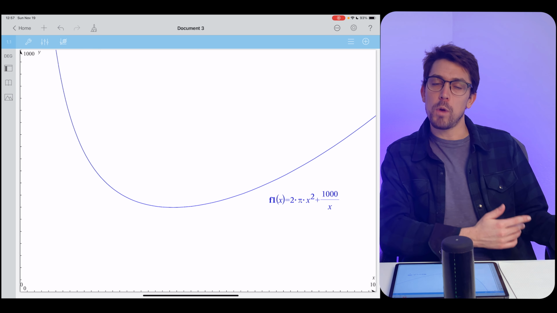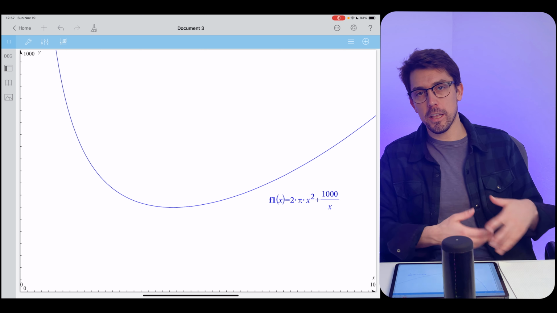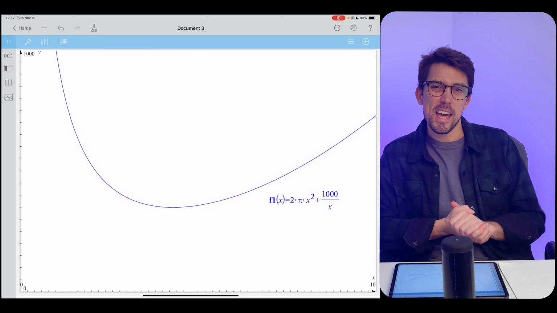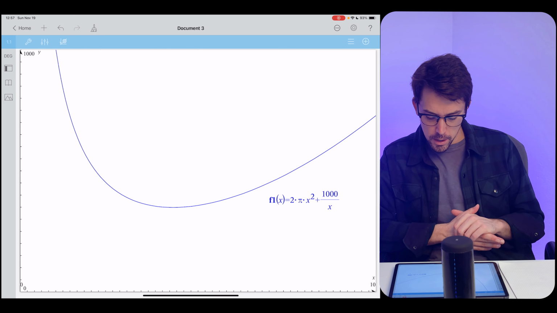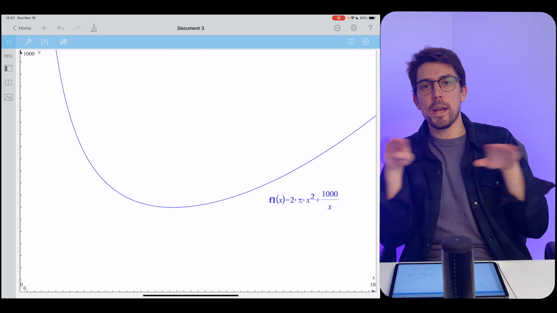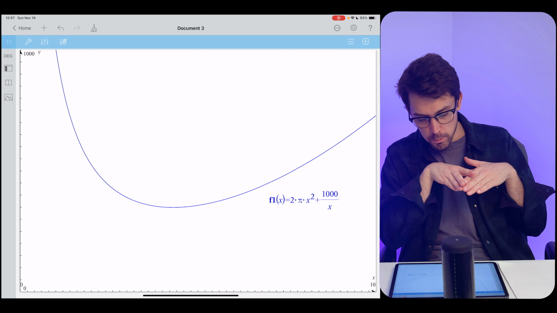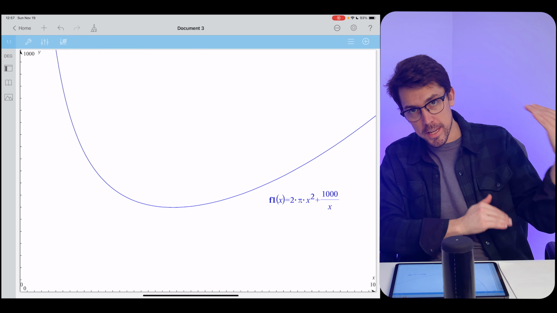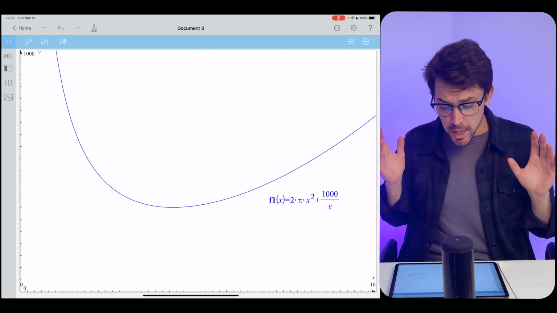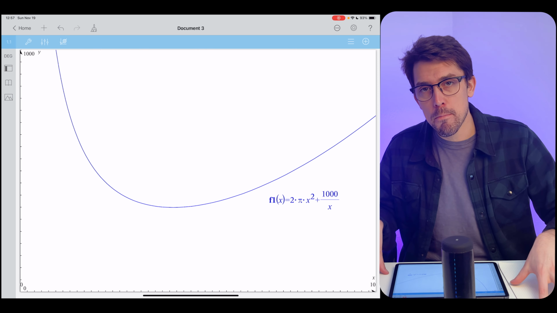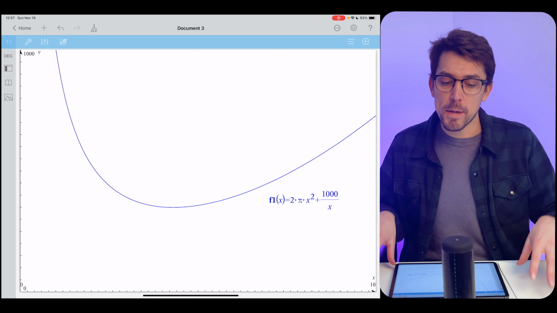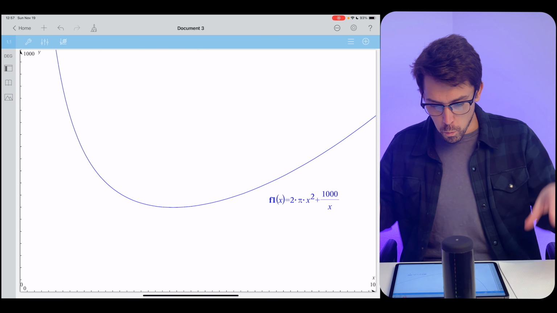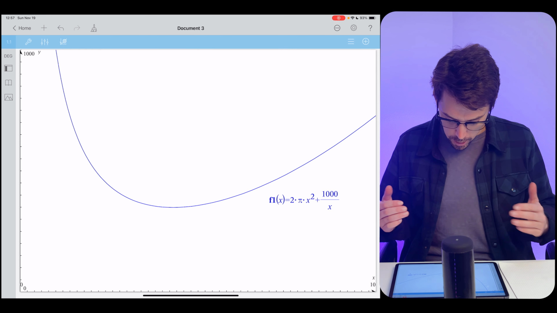I know we're using the radius before, but in the graphing calculator, depending on which one you're using, sometimes it's easier just to keep it in terms of x and y. So either way, I have x, which is my radius, as my input, going left to right on my x-axis, and my output is going to be the surface area. The problem is asking me for the minimum surface area, which means I'm going to look for the smallest y value that I see on my graph.